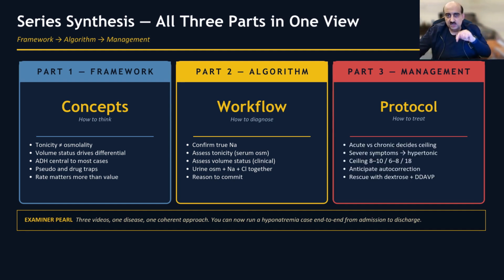In part 3, which is this particular video, as you can imagine, we have covered the management, how to treat hyponatremia safely. Acute versus chronic decides the ceiling of treatment. Severe symptoms trigger hypertonic saline irrespective of which side of the algorithm you're on, especially for the first 4 hours. And finally, anticipate the overcorrection. Keep the rescue dextrose and desmopressin always at hand to prevent osmotic demyelination syndrome. Now, I'm really confident that you will be able to run a hyponatremia case end-to-end: admission, workup, diagnosis, management, and a safe discharge.